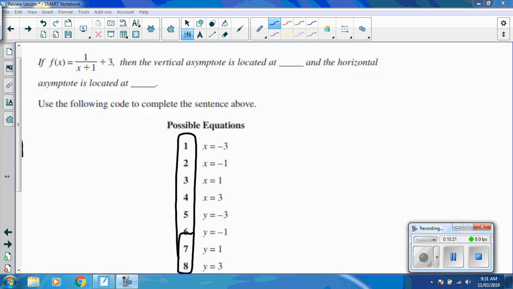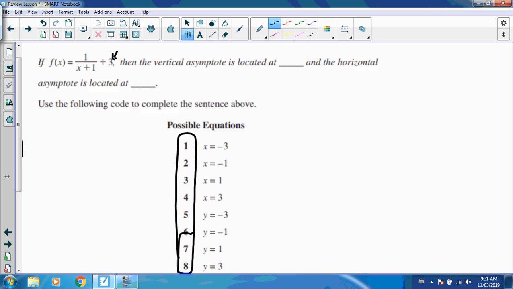Okay, so remember that the value of k gives me the horizontal asymptote. So y equaling 3 is this one. So that is number 8. And the value of h is going to give me the vertical asymptote. So x cannot be -1. So this is where my vertical asymptote will be. All right.